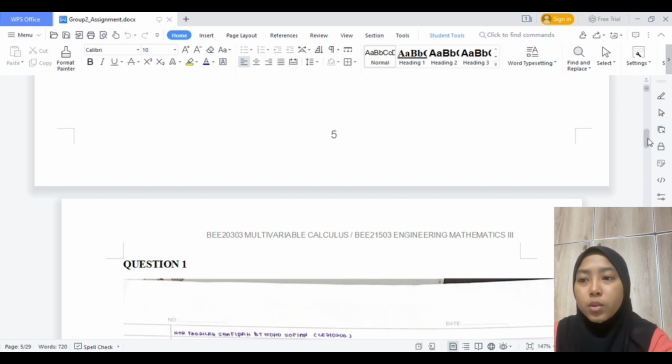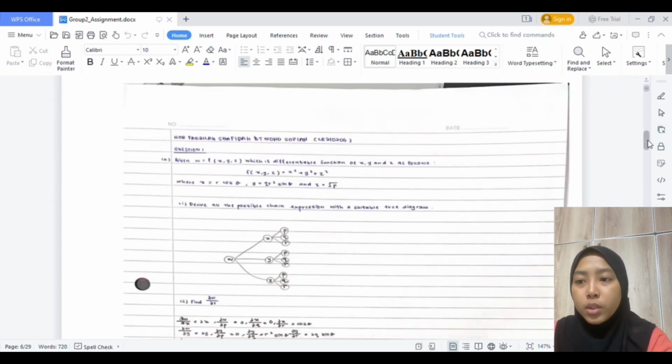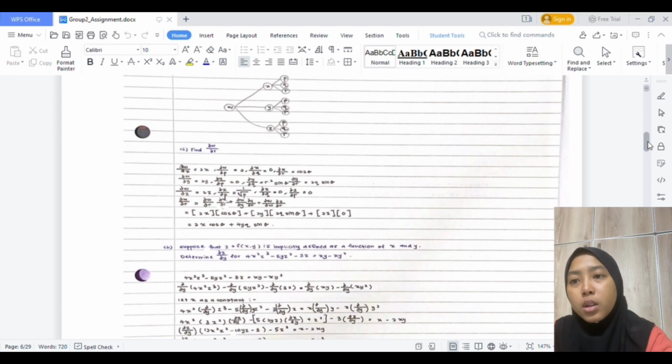For question 1A, we need to derive all the possible chain rule expressions by using a suitable diagram, and that's the answer. We take out the W and X, Y, and Z, and we elaborate to P, Q, R for each of the X, Y, and Z.